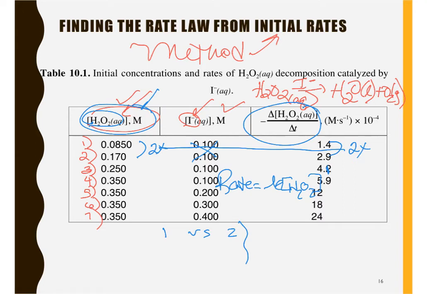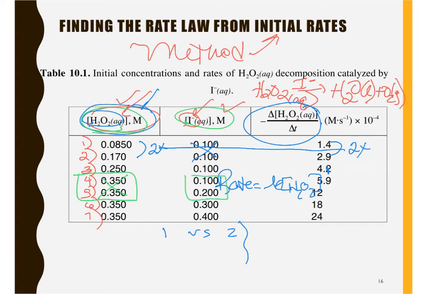All right, I'm going to switch colors here. All right, so what 2 experiments should we choose to determine the order of reaction with respect to iodide? Again, all of the other reactants besides the one you're trying to figure out should be held constant. So we have to pick 2 experiments where H2O2 is held constant. So let's do 4 and 5. There are more than one choice. Okay, so if we do experiments 4 and 5, H2O2 is held constant, which is good.